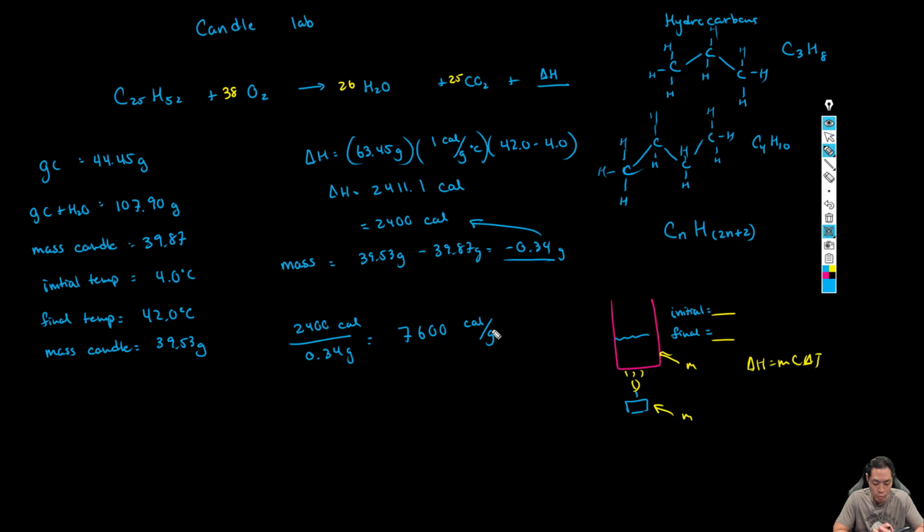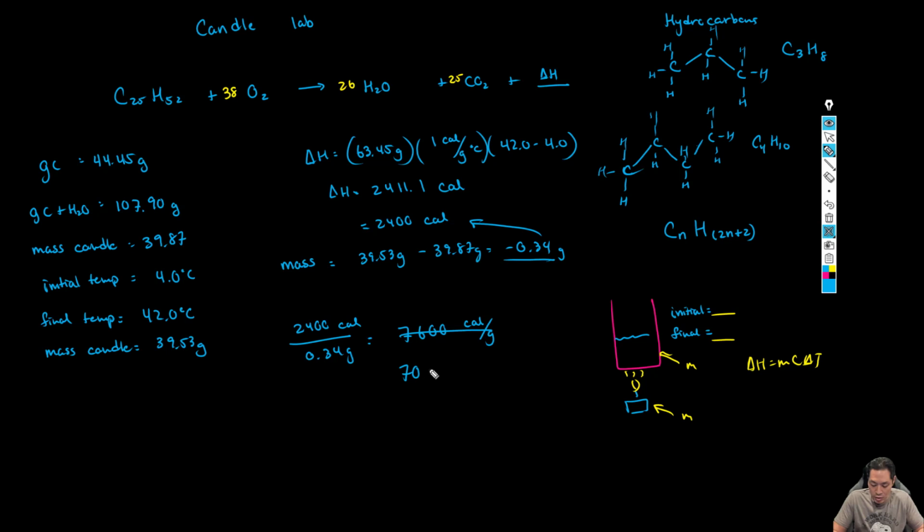Let me actually keep my original answer, so see if I'll get more accurate. So 2411.1 divided by 0.34, and I get, oh, what? What did I do wrong? 2400 divided by 0.34. Can't be that much difference. Okay. Oh, it does make that much difference. All right, I'm going to keep my original one because it makes a huge difference. So it's good practice to only round at the end. I just can't believe it was that much of a difference.